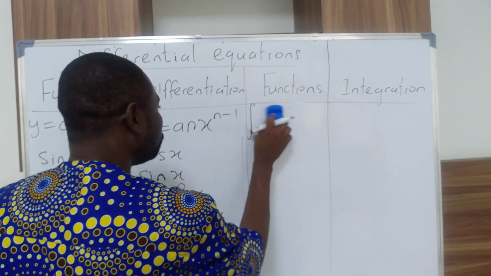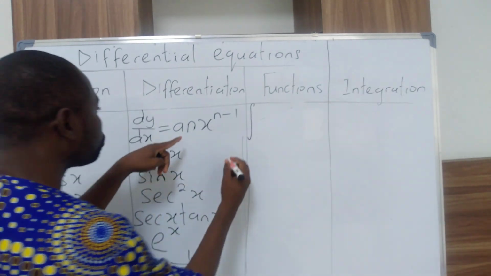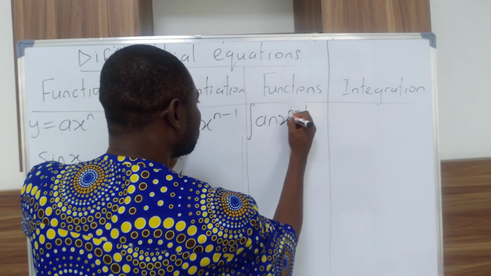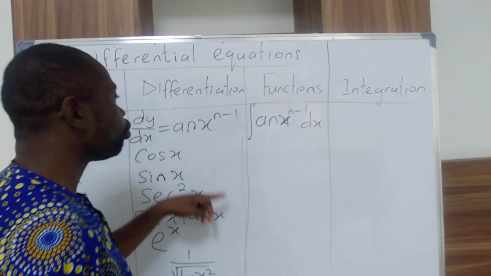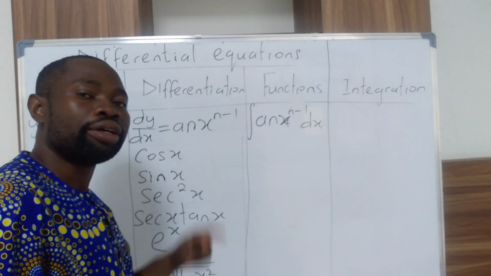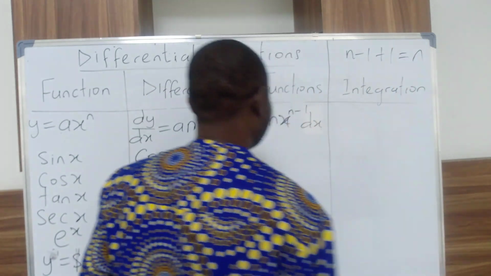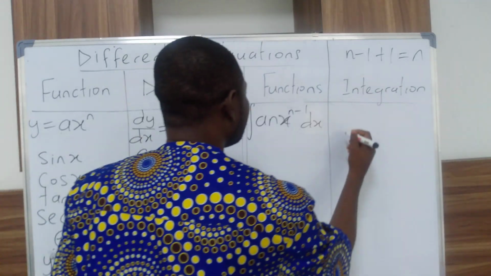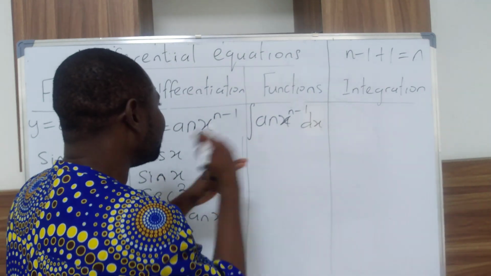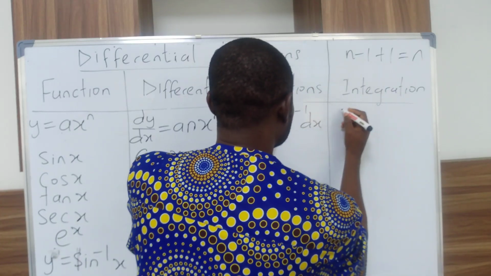For example, let me do this. Let's say that I will be using this one to get this one back. Now, if I want to integrate an x raised to power n minus 1 dx, I'm going to add 1 to the power. That gives me n minus 1 plus 1. N minus 1 plus 1 will give you what? n. So it's going to give me n. Then you will now divide by the n. When you divide, the n will cancel n.